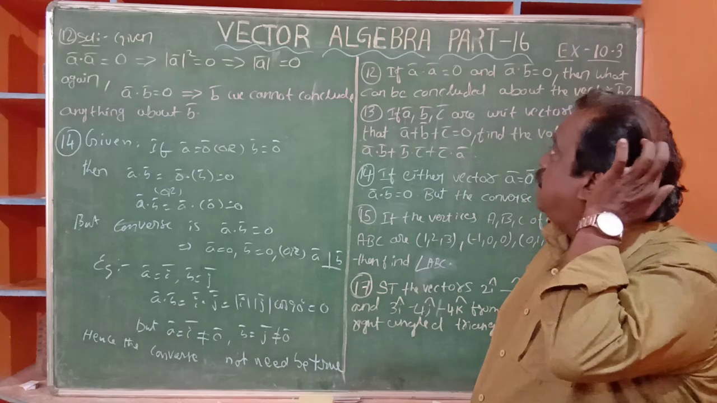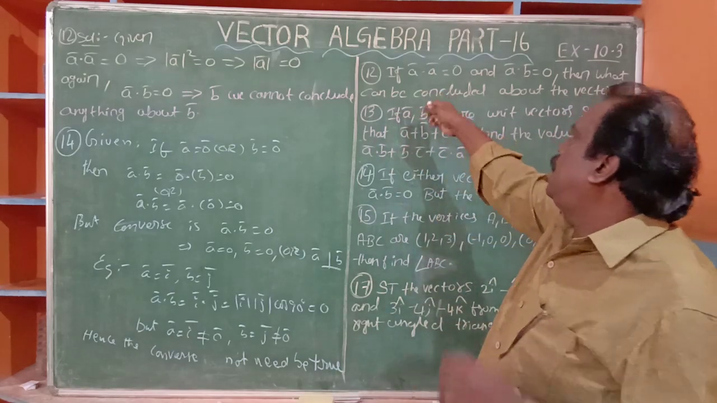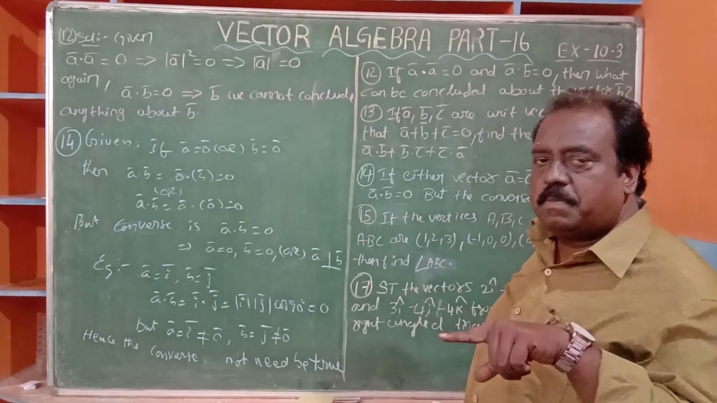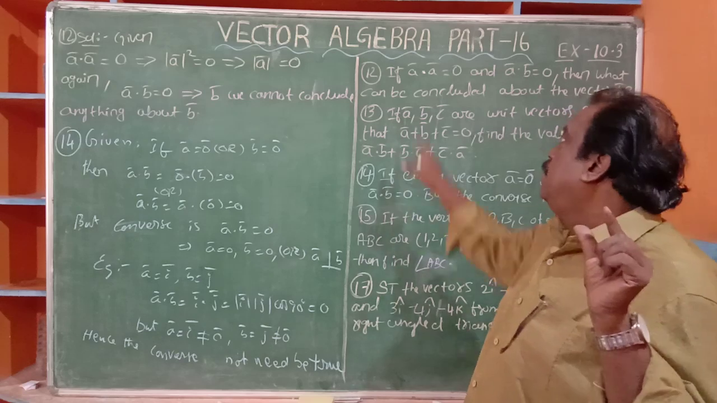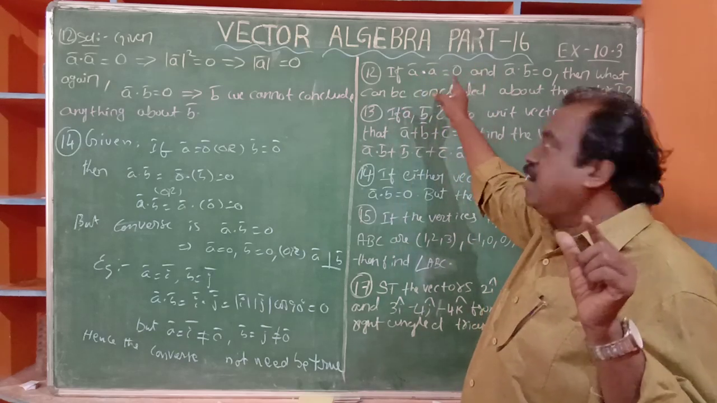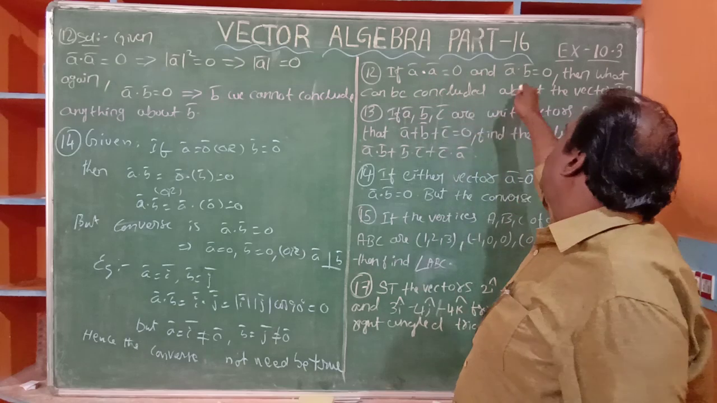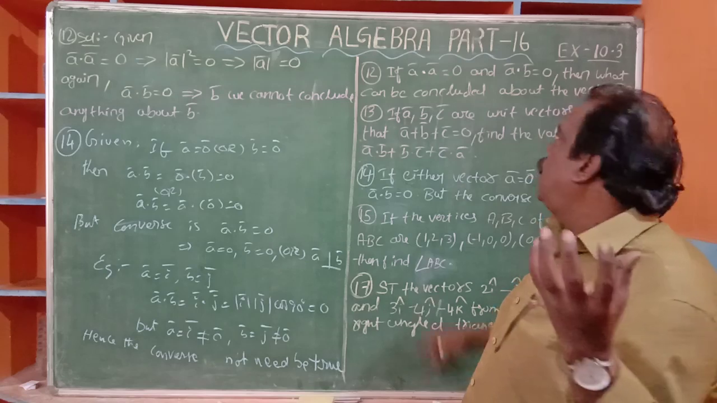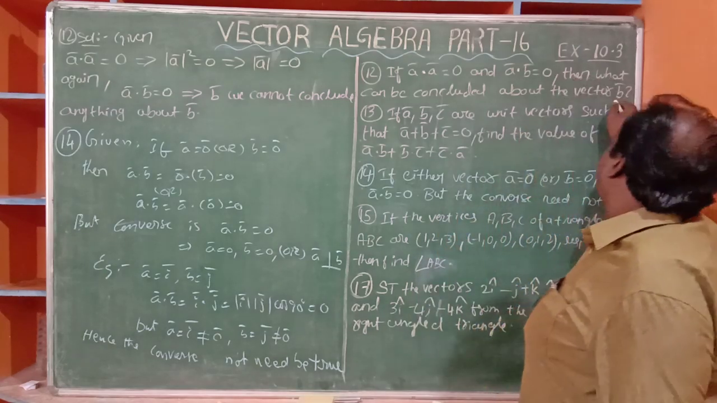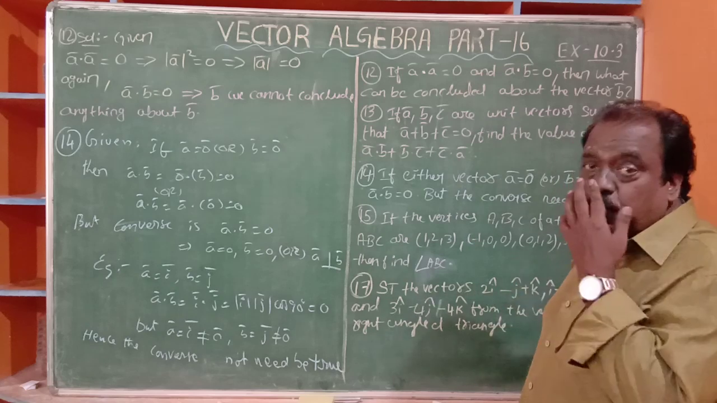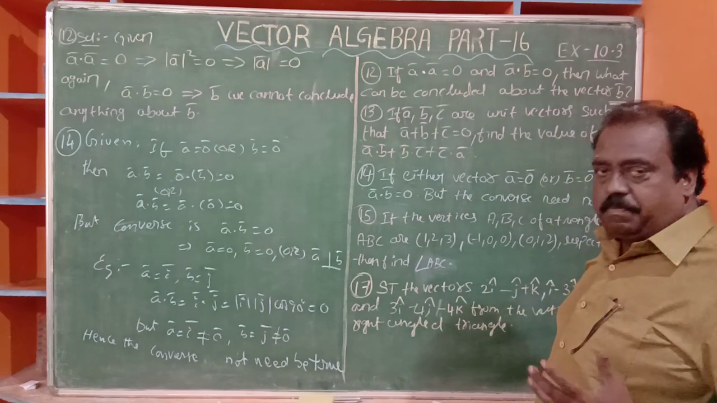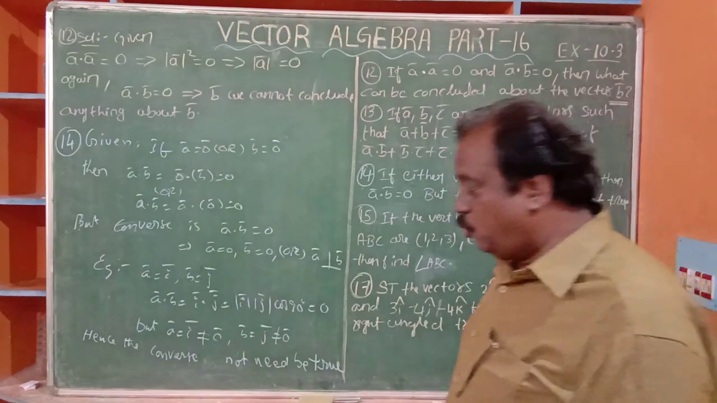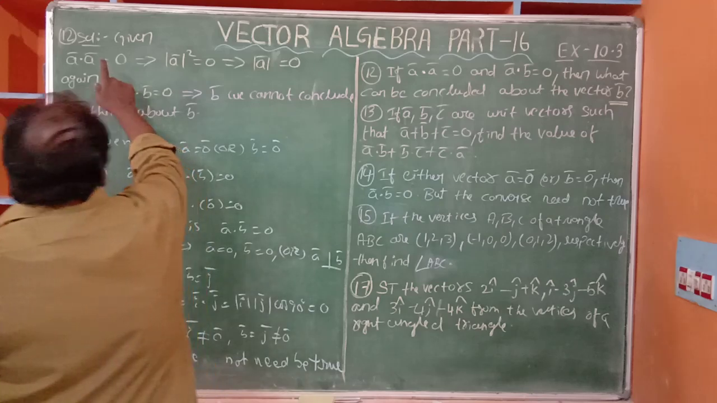Okay? What is the 12th problem? A bar dot b bar is equal to 0, not 0 bar. A bar dot b bar is a scalar product. The result of a bar dot b bar is a scalar, so it is 0. Then what can we conclude about the vector b bar? What can we conclude? You see, a bar dot a bar is equal to 0.